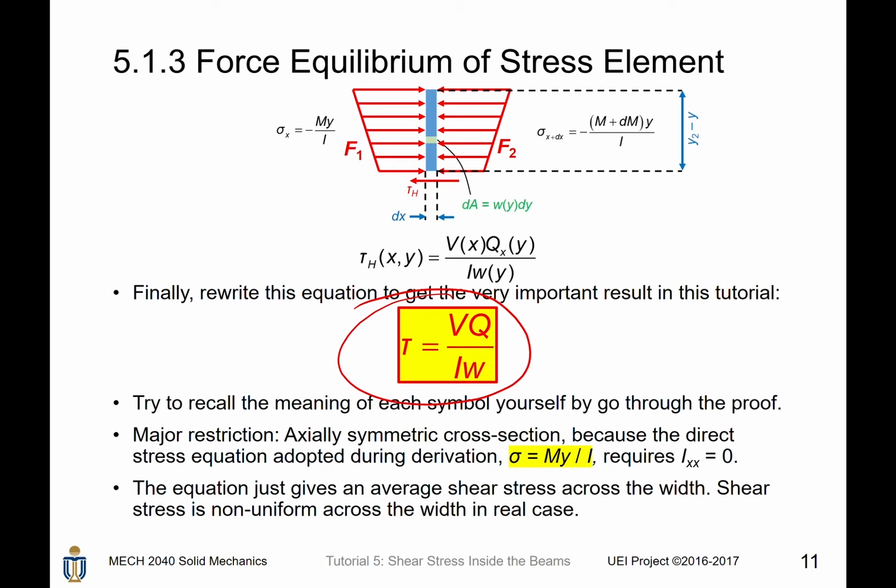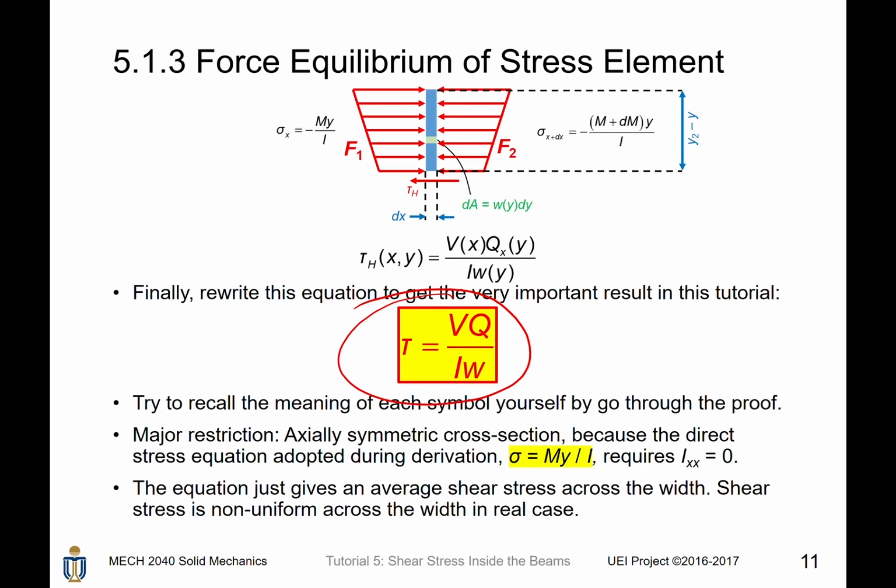If you didn't go through the proof I just went through, you would have trouble understanding all the terms inside this formula. What is tau? What is V? And especially, what is Q? Q is a very strange quantity that you need to think about. And the moment of inertia, I believe you have already learned how to compute it in the previous tutorials. w is the width. After going through all those proof steps in the previous slides, I believe you are now familiar with this equation.